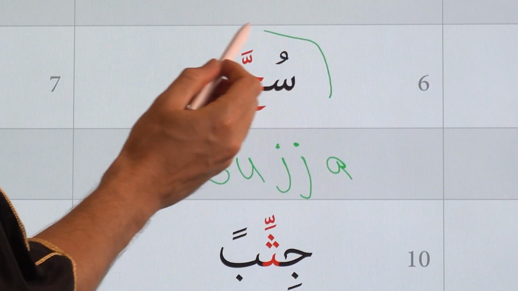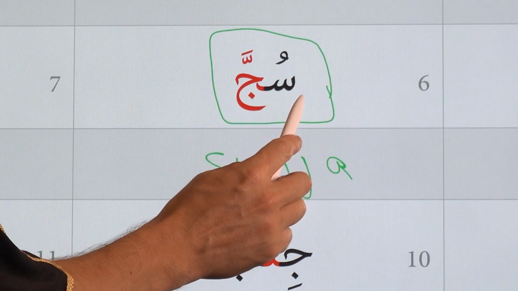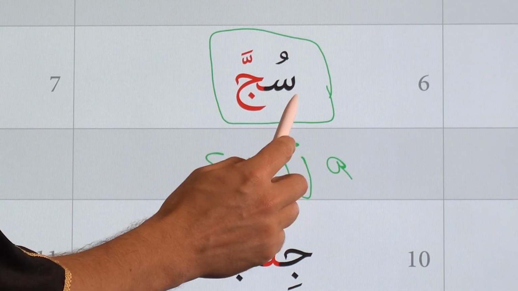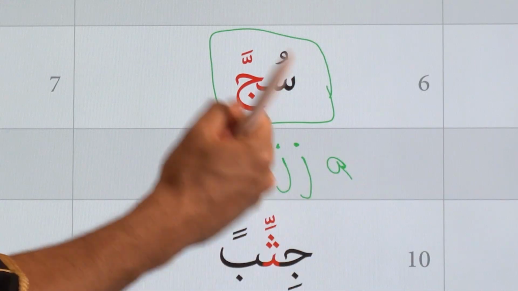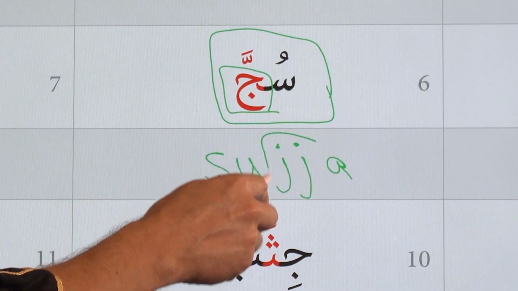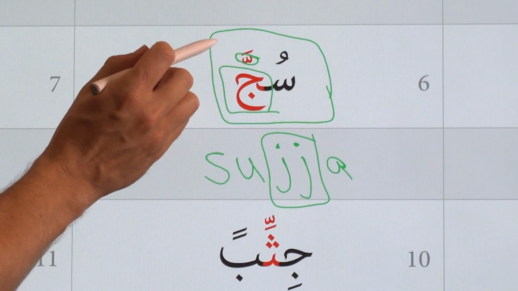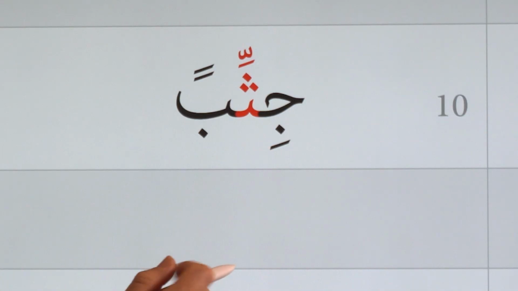So when we read this combination of letters and symbols, it would be pronounced as sujja, sujja. Emphasizing which letter? Emphasizing that jim, emphasizing that J sound, because that is what the shadda represents. So let's try one more together.